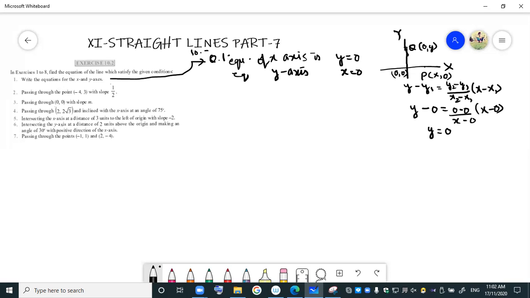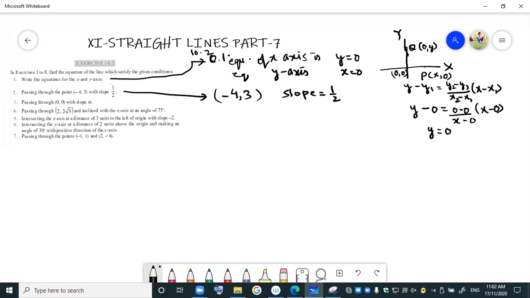Exercise 10.2. Okay, second question. We have to check which condition should be applied here. What is given to us? A line is passing through the point (-4, 3) and the slope is 1/2.